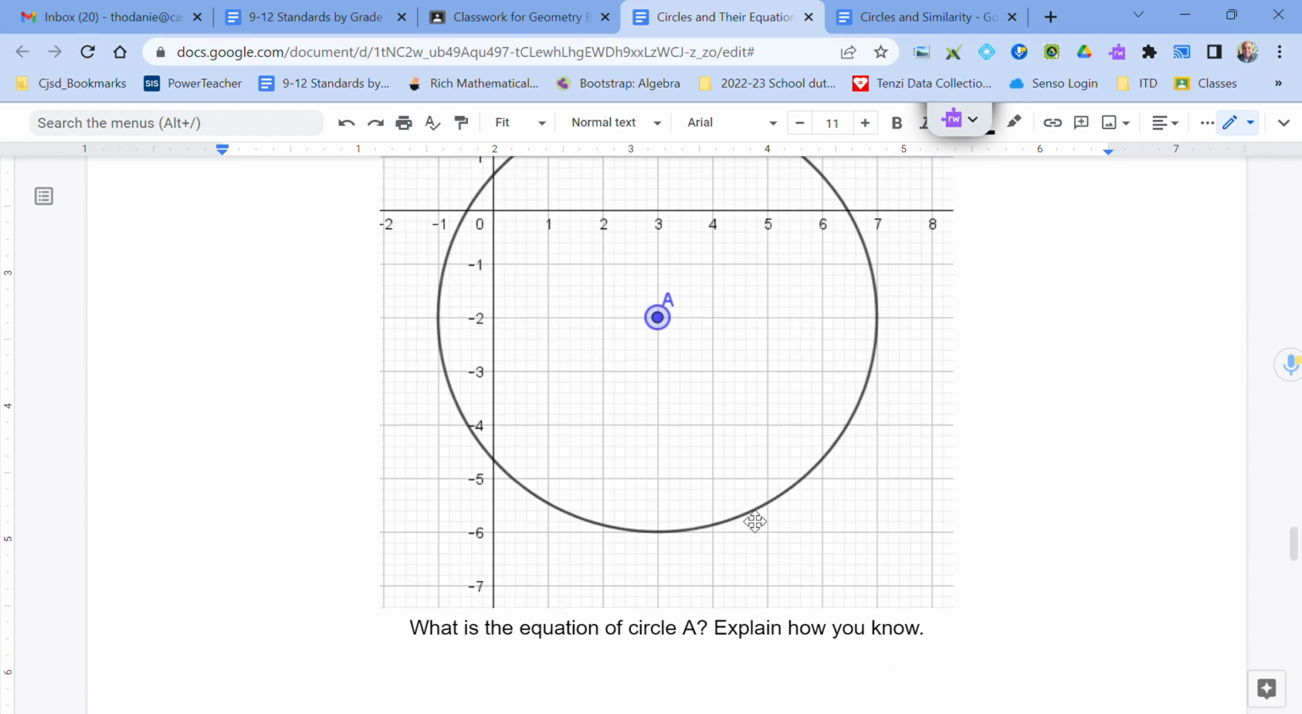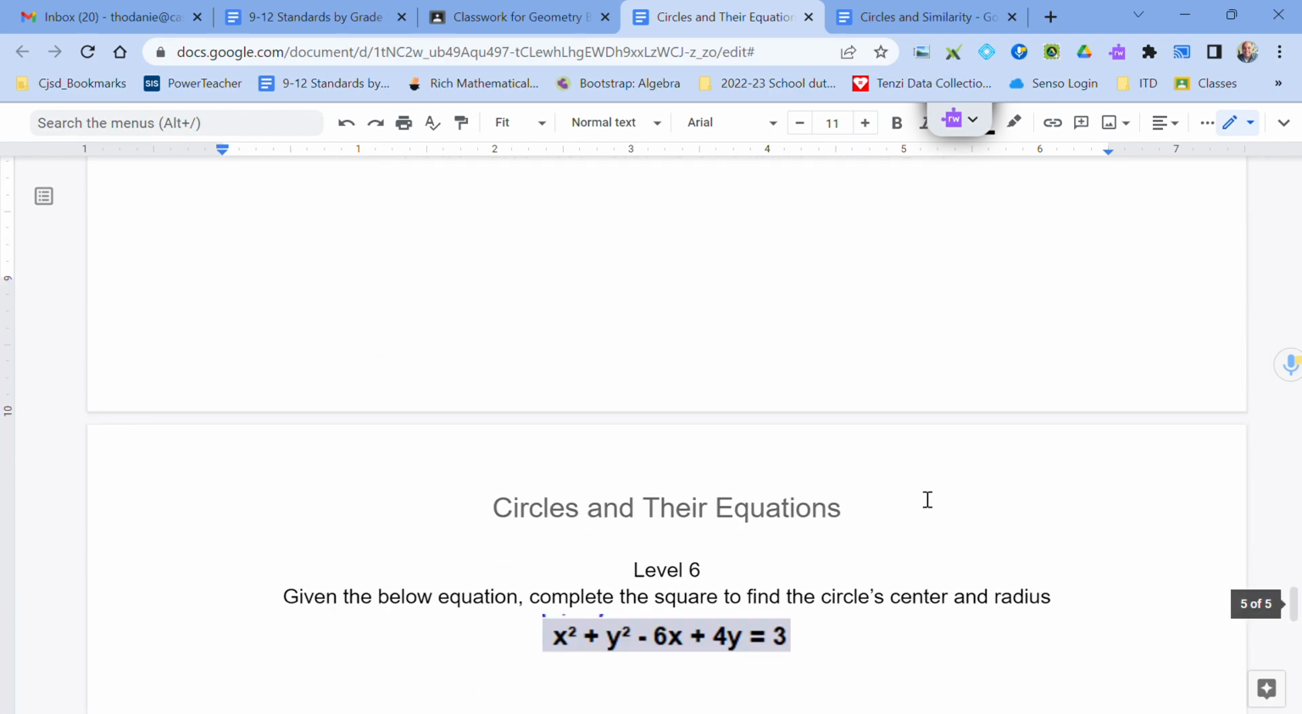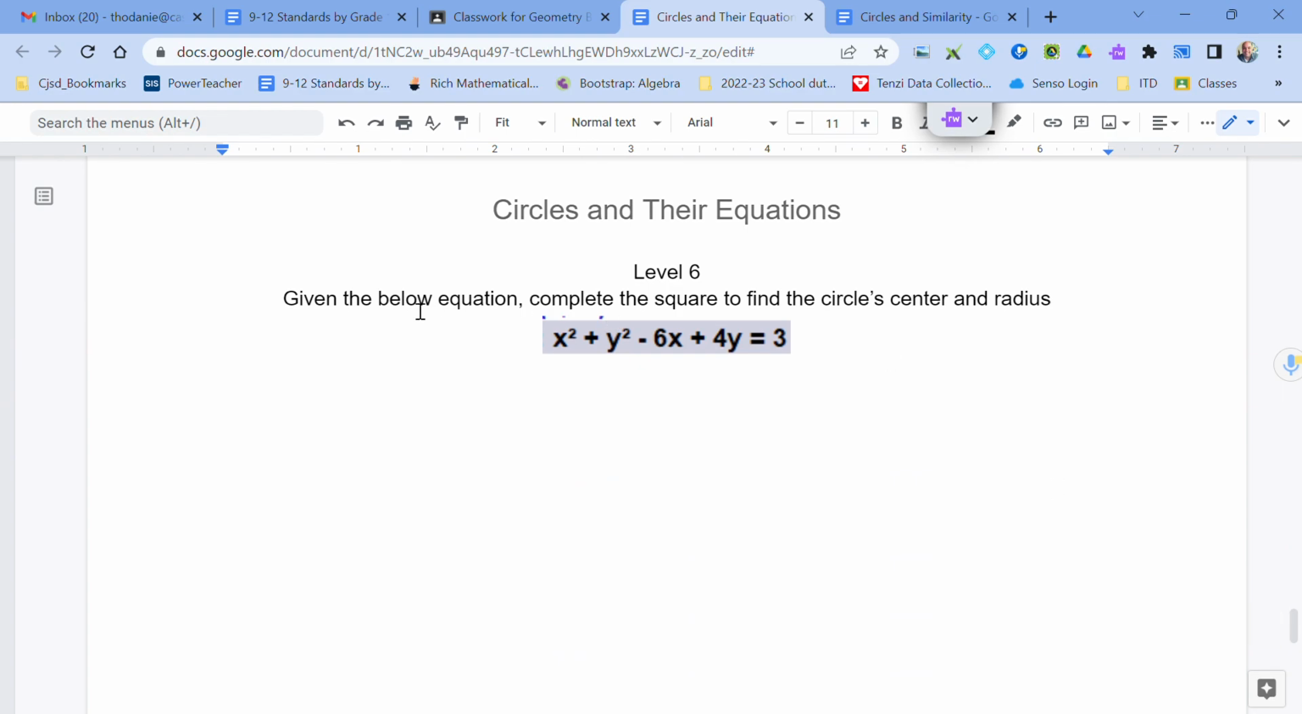So you need to be able to graph that. And what is the equation? Explain how you know. The last piece on here, I think I'm going to make a separate video for. It says complete the square to find the circle center and radius. And I think I'm definitely going to make a separate video for that one. So I'll stop here.